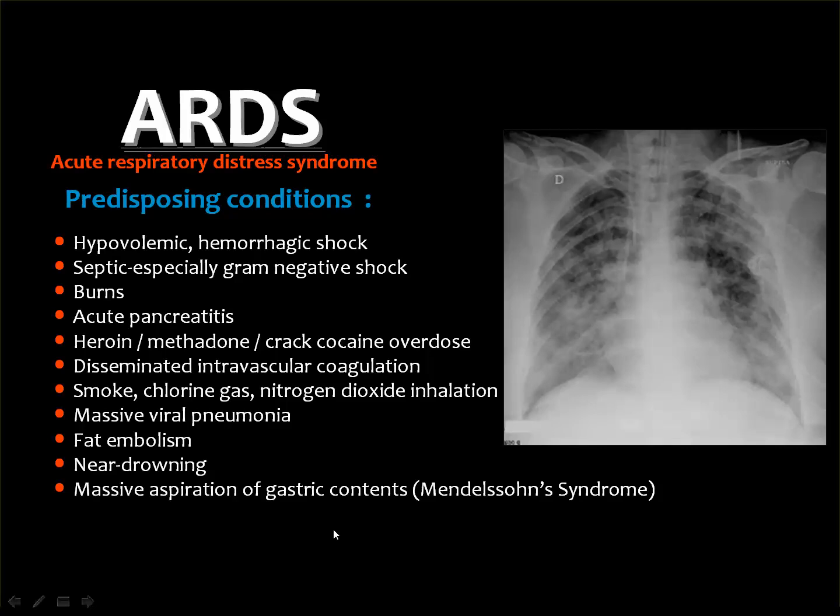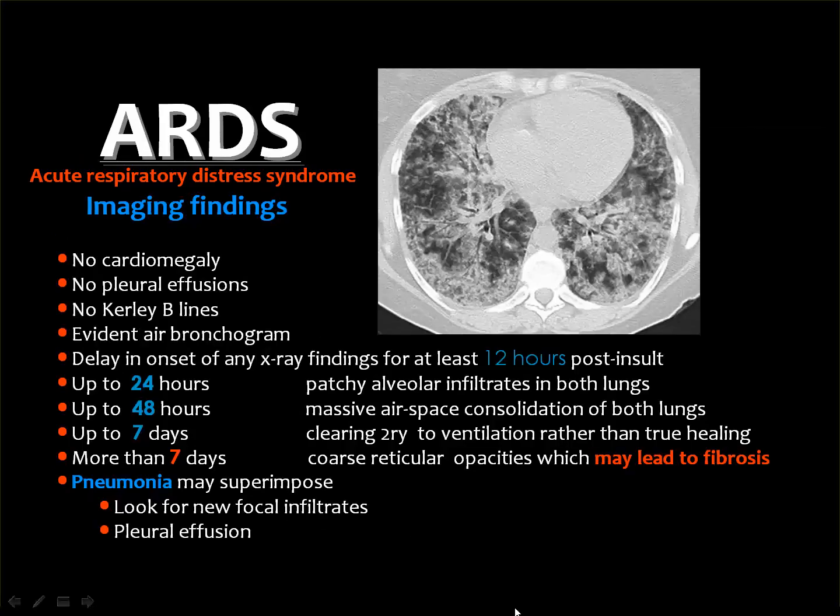Then I have mentioned some of these etiologies of permeability pulmonary edema, which are almost the same causes for the acute respiratory distress syndrome, and some include neurogenic causes, sepsis, burns, acute pancreatitis, drug intoxication, disseminated vascular coagulation, and inhalation of toxins, massive viral pneumonia, fat embolism, near drowning, and massive aspiration of gastric contents. These are the expected findings on imaging.